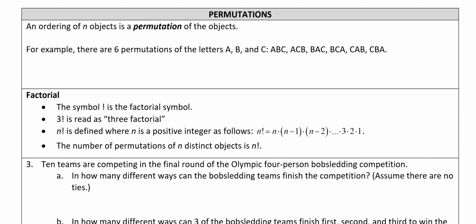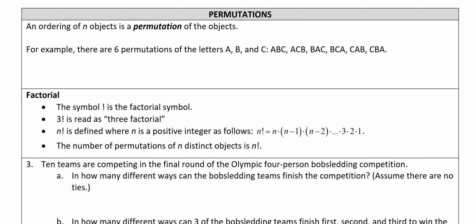All right, so now we're going to talk about permutation. A permutation is simply an ordering of n objects. So we call that a permutation of the objects. For example, maybe we have the letters A, B, and C. If I want the permutations of A, B, C, I just want to know what are all the possible different ways I can write it.